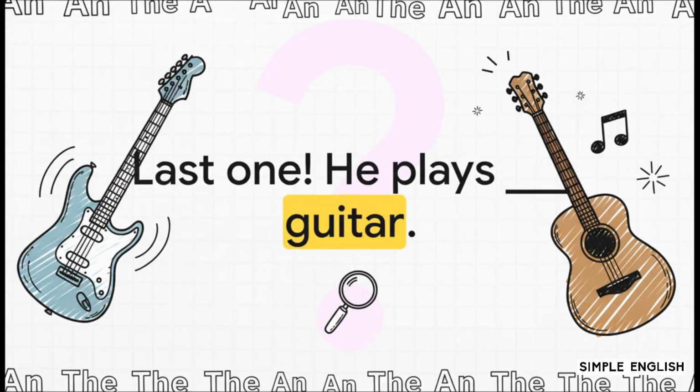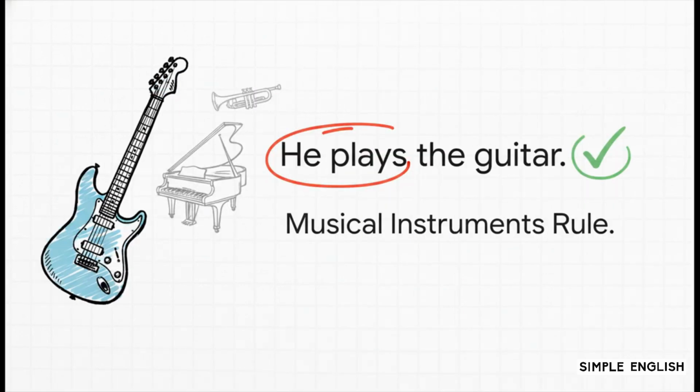Perfect. Okay, and for our final practice question, he plays blank guitar. Do you remember the rule for this one? Exactly. He plays the guitar. That's one of our special rules, right? We always use the when we're talking about playing a musical instrument.